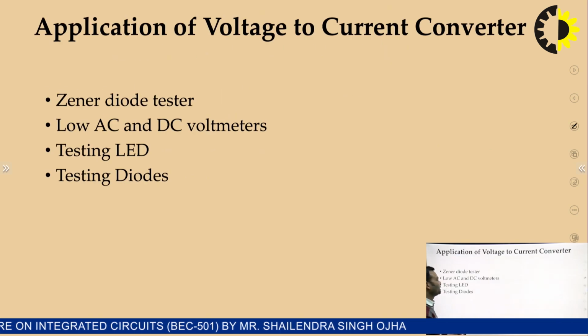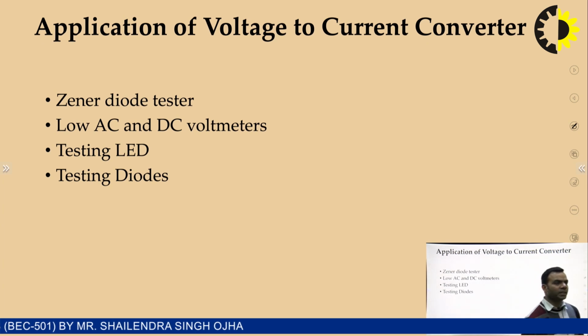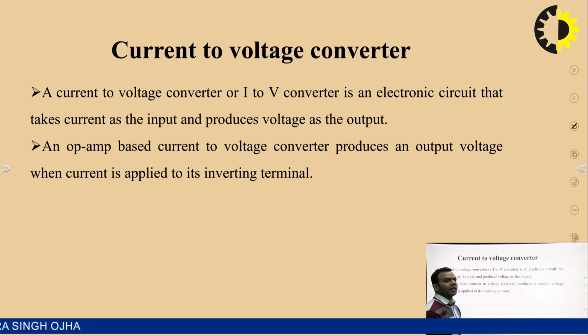These are a few applications: it is used in Zener diode tester, low AC and DC voltmeter, testing LEDs, testing diodes. Now, next is the current to voltage converter.